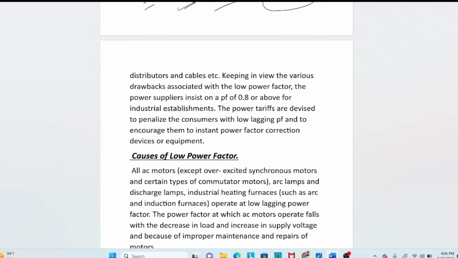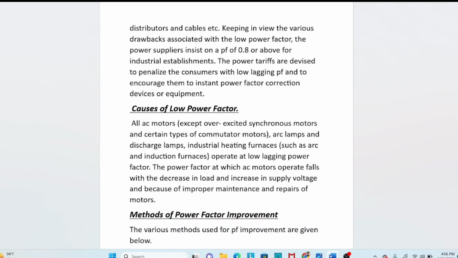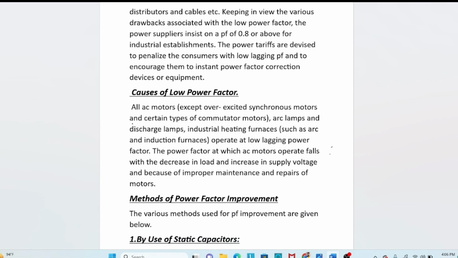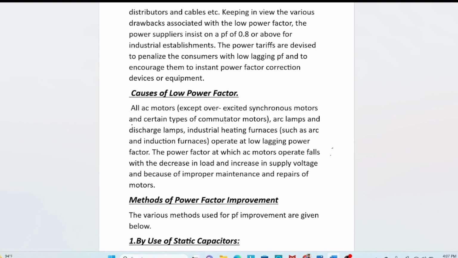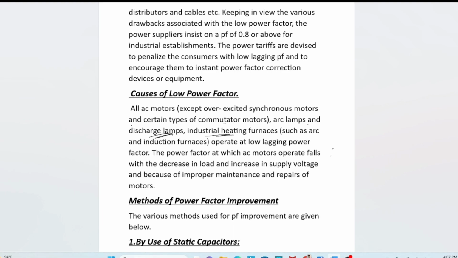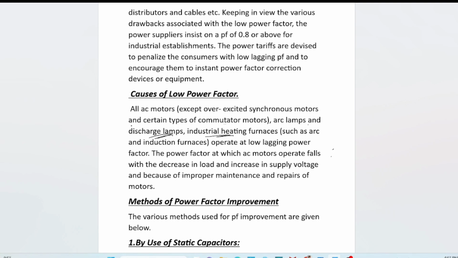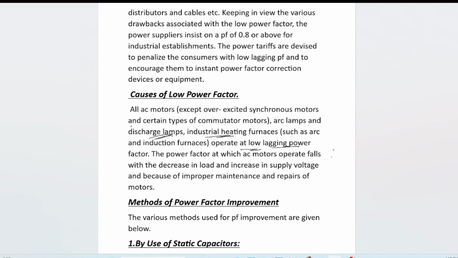Now we look at the causes of low power factor. All AC motors, except overexcited synchronous motors and certain types of commutator motors, arc lamps, discharge lamps, and industrial heating furnaces such as arc and induction furnaces, operate at a low lagging power factor.